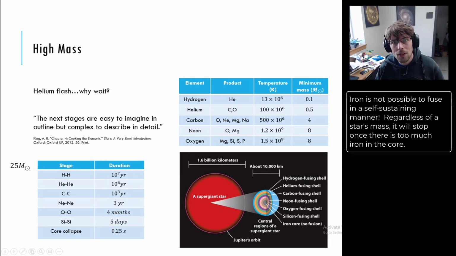Oxygen, 4 months? Are you kidding me? The time that the semester has gone on, you could use up all the oxygen in a star. And then you notice that the really interesting one, silicon takes about 5 days. Core collapse. What does this mean?